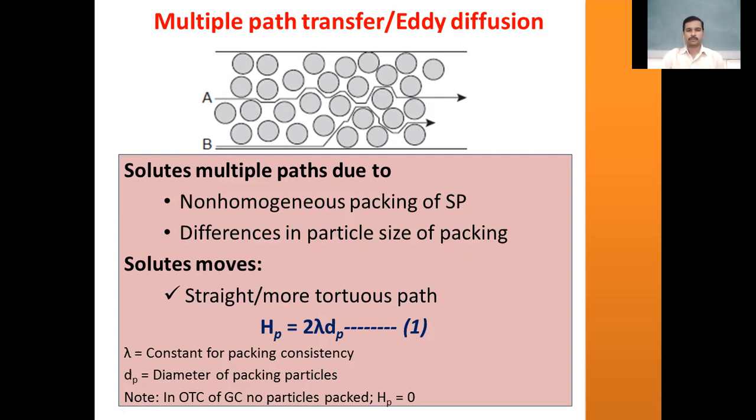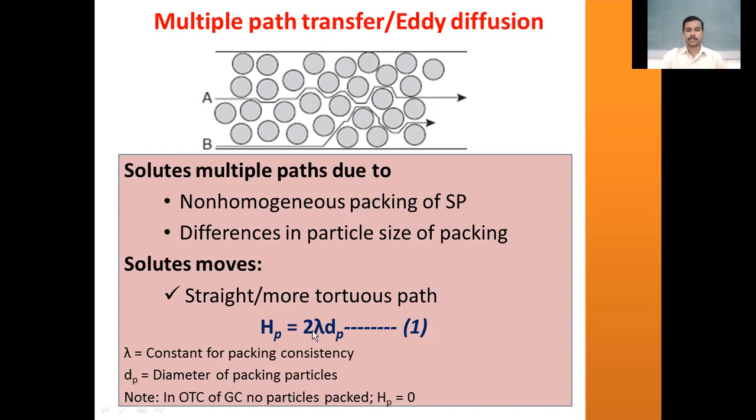Out of different columns, open tubular columns are one of the important types of columns more commonly employed in the gas chromatographic separation process, where no packing material is used in the column. The walls of the column itself act as the stationary phase, and there may be a liquid adhered to the walls of the gas chromatographic column. In such cases, there is no question of non-homogeneous packing or differences in particle size of the packing material.